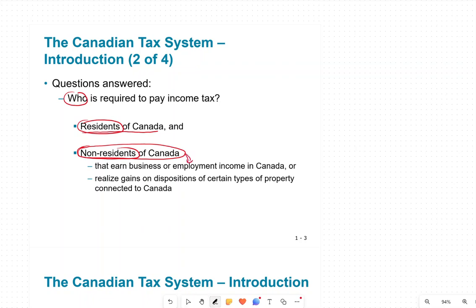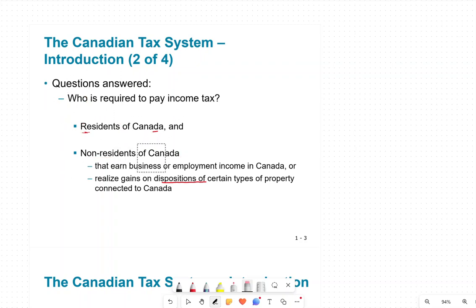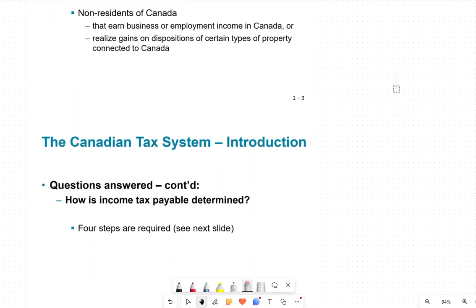When you're a non-resident, if you earn business or employment income in Canada, or you have a gain on disposition of a property, so you have sold the property for more than what the property was worth, you have a gain and you are a non-resident. If that happens, you have to pay taxes on the gain that you incurred from selling the property.